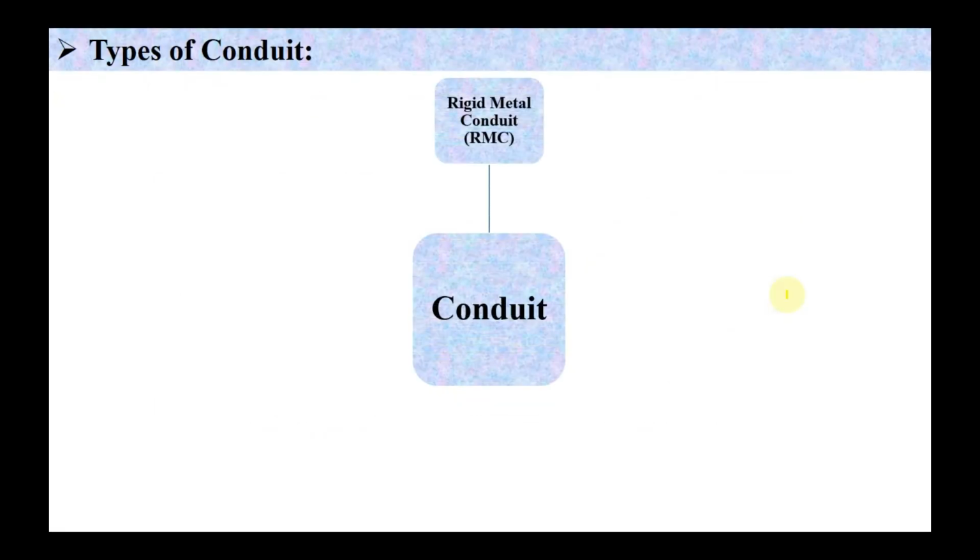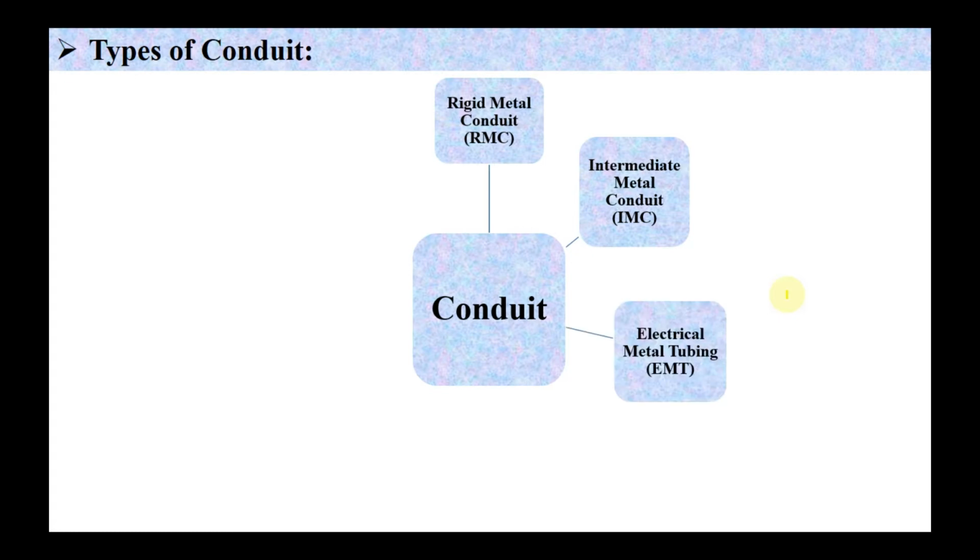The first type of conduit is rigid metal conduit, known as RMC, and it is called RGS as well. Basically RMC and RGS are the same thing. The next one is intermediate metal conduit, abbreviated as IMC. The abbreviations are also very important because when you are doing electrical estimations, or any construction or wiring work, abbreviations are used instead of the full name. So it's necessary that you are aware of the abbreviations.